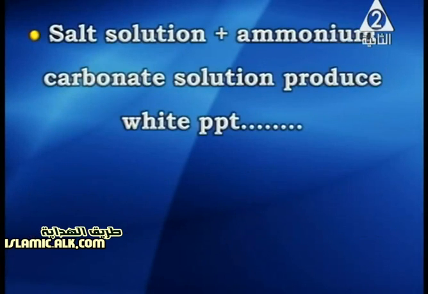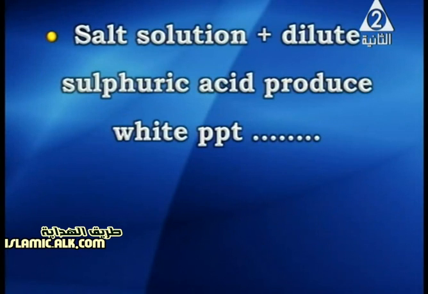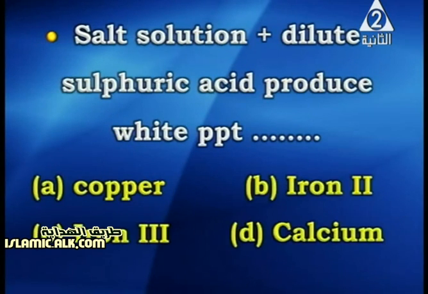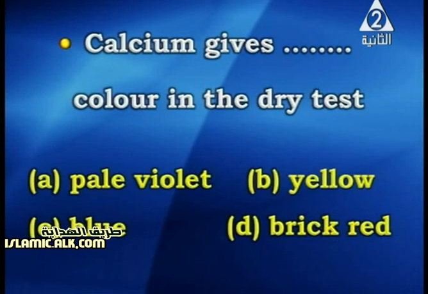Next one. Salt solution plus ammonium carbonate solution produces white precipitate. Is it copper, iron 2, iron 3, calcium? Yes, it will be calcium. Next one. Salt solution plus dilute sulfuric acid produces white precipitate of what? Is it copper, iron 2, iron 3, calcium? Yes, it will be calcium. Calcium gives what color in the dry test? Is it pale violet, yellow, blue, brick red? Yes, it will be brick red.